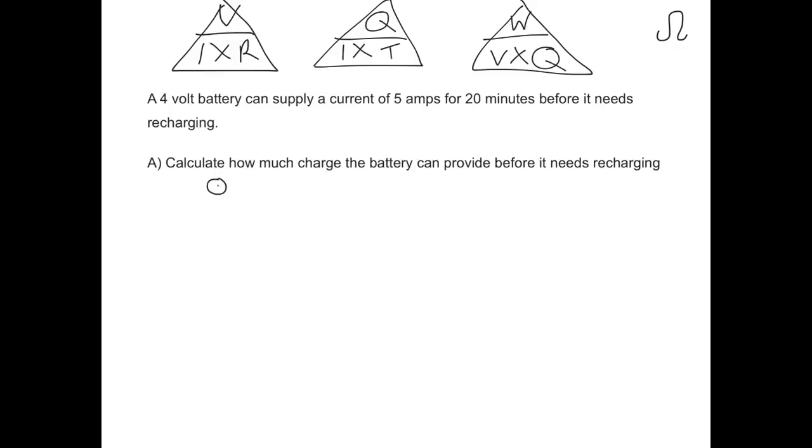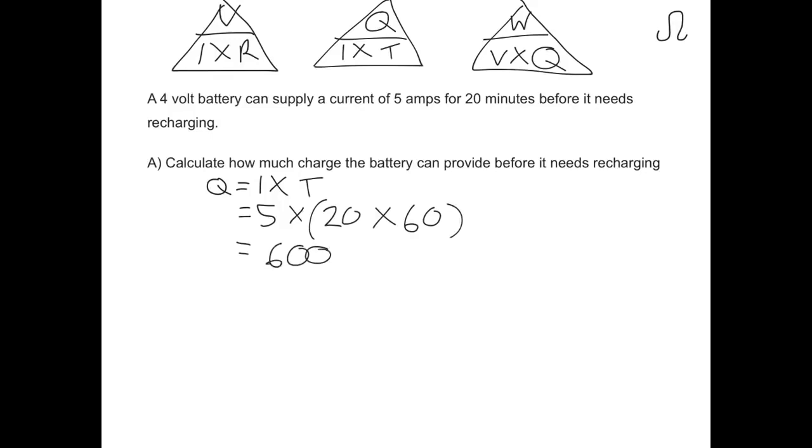So I'm going to write out, because it's always good practice to do this, Q equals I times T. I is 5. T is 20 minutes, but remember that's not very scientific, so we're going to convert that into seconds by doing 20 times 60. And the answer here is 6,000. And like I just said, the units of charge are coulombs, so I'm going to write a capital C here.